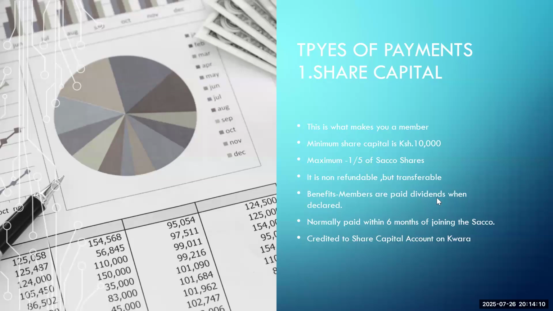Share capital is what makes you a member. Our minimum share capital is 10,000. The maximum a member can take is a fifth of the Sacco shares. It's non-refundable but transferable. The benefit you get when you have share capital is that members are paid dividends when they are declared during the AGM.